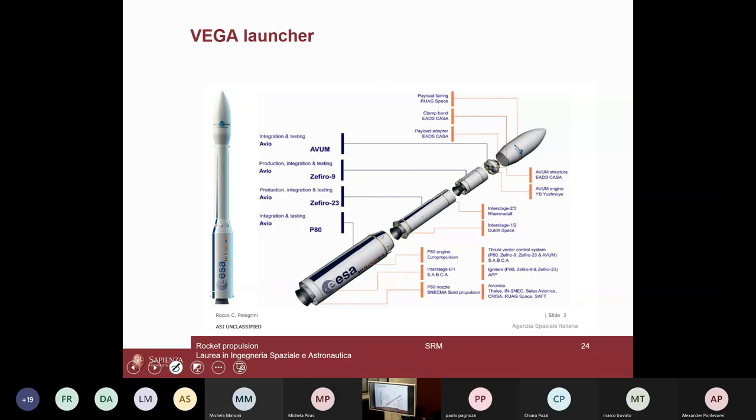You see that the only liquid propellant based stage is the fourth one, this one here. Only a small amount of propellant is used there, to adjust the final orbit. Of course, if you want to shut down the engine at a given time, when you reach your final orbit, you need to be capable of stopping it when you decide. So the upper stage is a liquid one. This is the AVUM.